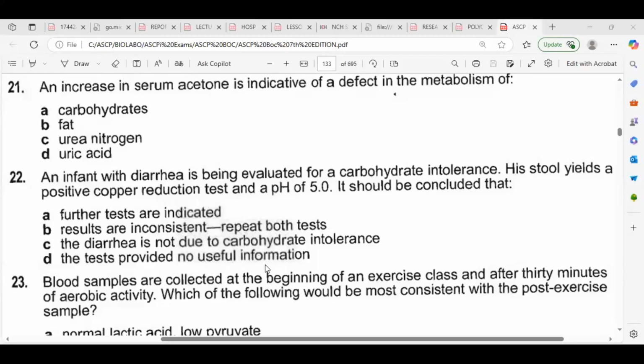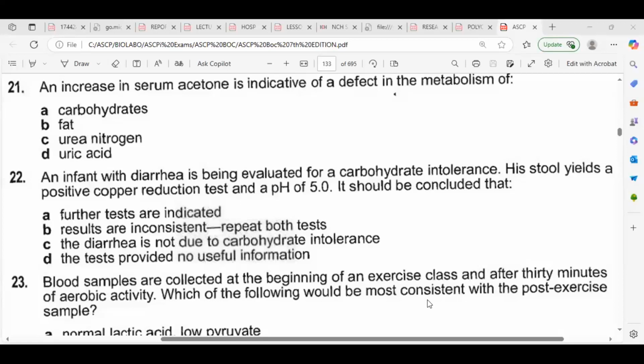With diarrhea because of maldigestion, the carbohydrate is not digested. That's why the copper reduction test is positive. The results we are seeing here are very abnormal. That's why further tests are indicated and must be performed, because we cannot say that the diarrhea is not due to carbohydrate intolerance.